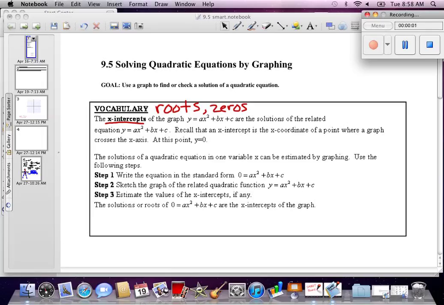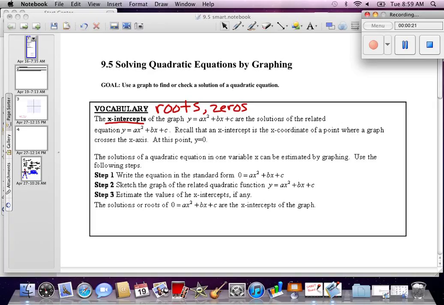All right, we're looking at today 9.5, solving quadratic equations by graphing. So the difference today, though, there's only two differences. We've got to have all the numbers on one side, and I'll explain that in more detail. And you're going to find where it crosses the x-axis.